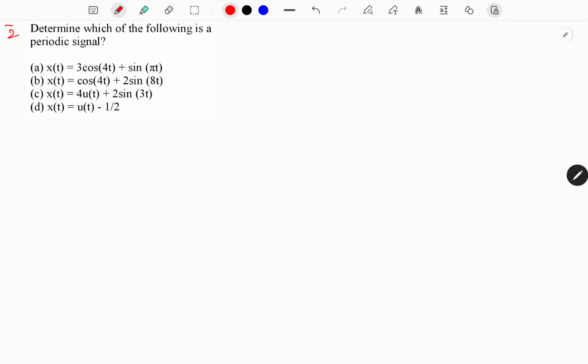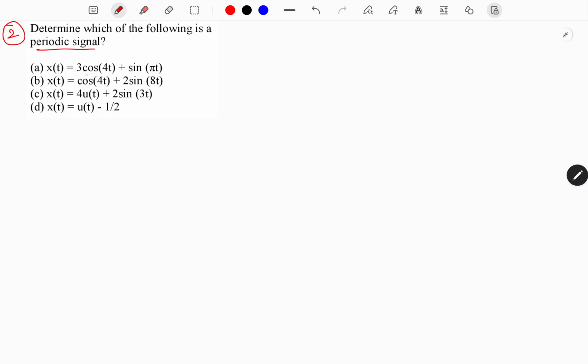Question number 2. Determine which of the following is a periodic signal. Which of the following is a periodic signal? We need to find the periodic signal.